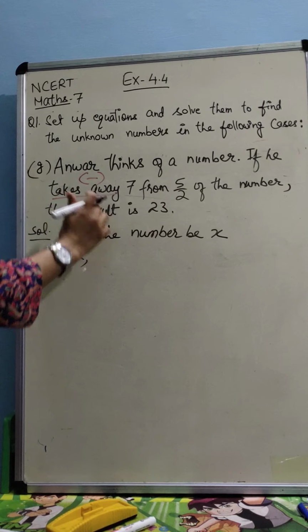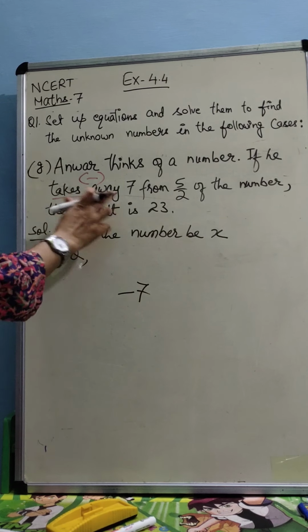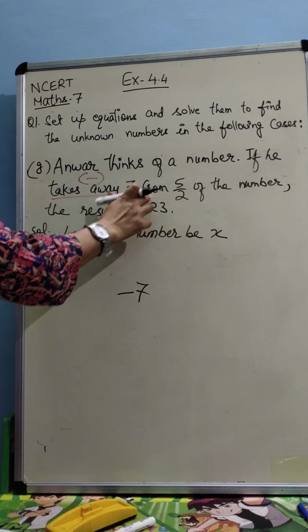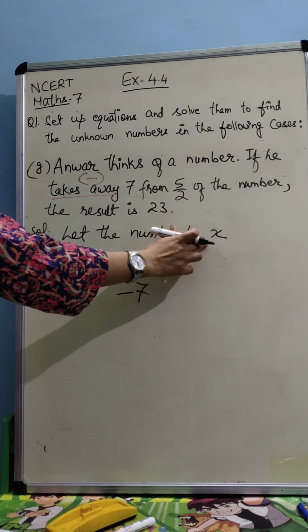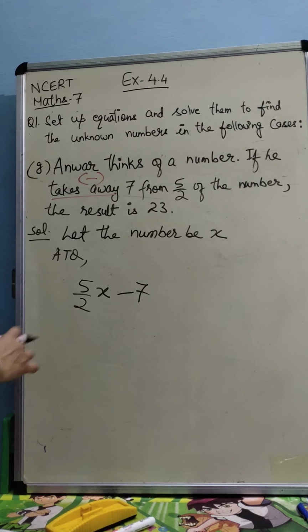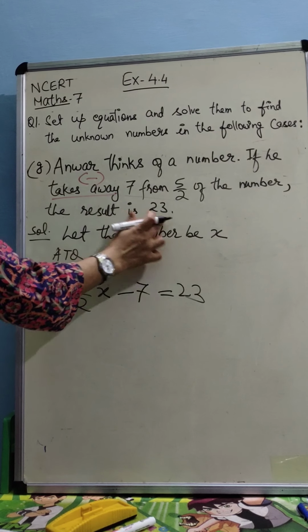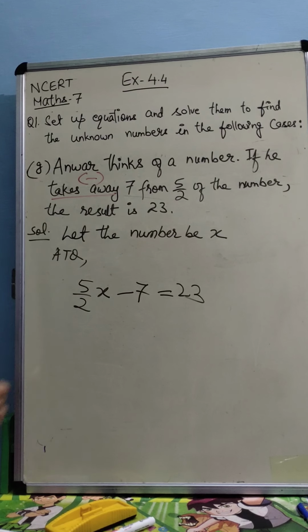If he takes away 7, means minus 7, from 5 by 2 of the number. 5 by 2 of this, 5 by 2 of x. Okay. The result is 23. The result is 23. So this is the equation. We have to find the x here.